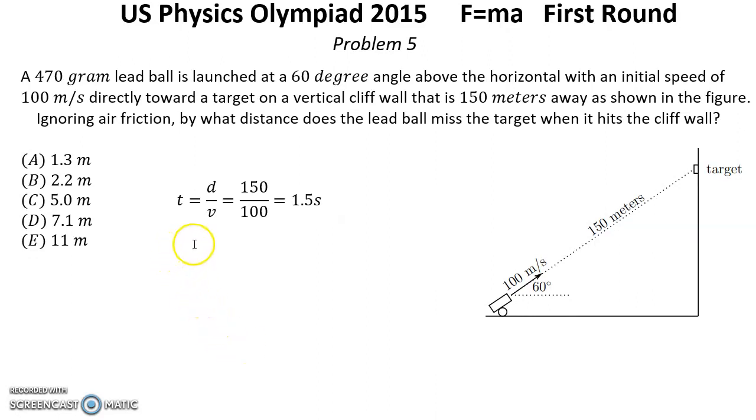That will be distance over speed, which is 1.5 seconds. But the target actually is not moving. So we have to find what distance our frame of reference with a movable target will travel. That will be 1/2 g t squared. This is the distance by which the ball misses the target. That's about 11 meters, which is answer E.